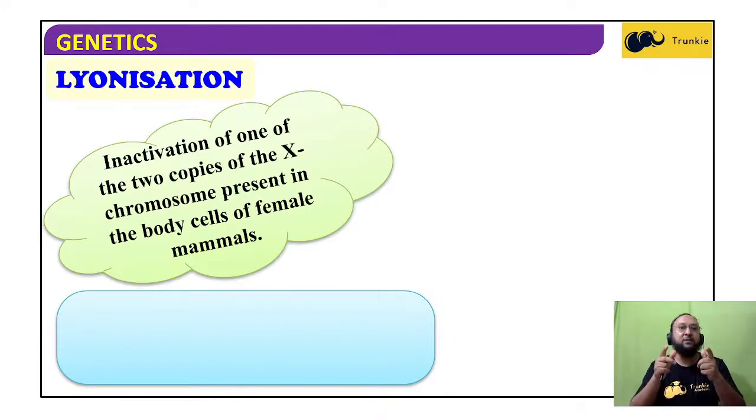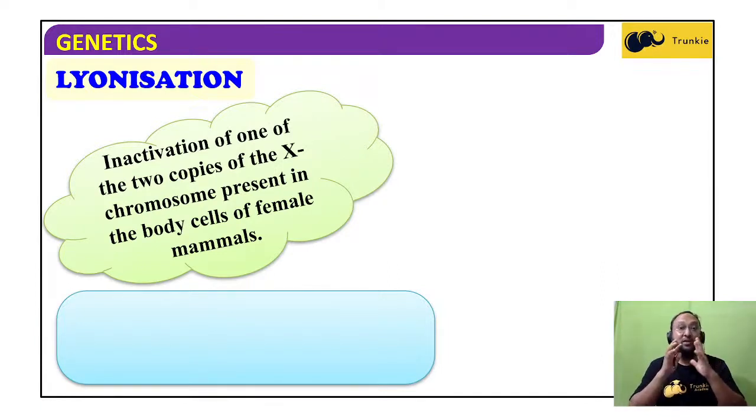During the formation of gametes, when meiosis takes place, the ovum or egg cell will contain only one set, the haploid number of chromosomes, n, along with one X chromosome. During fertilization, after the formation of the zygote, there will be two sets, the diploid number of chromosomes, and then there will be two X chromosomes.